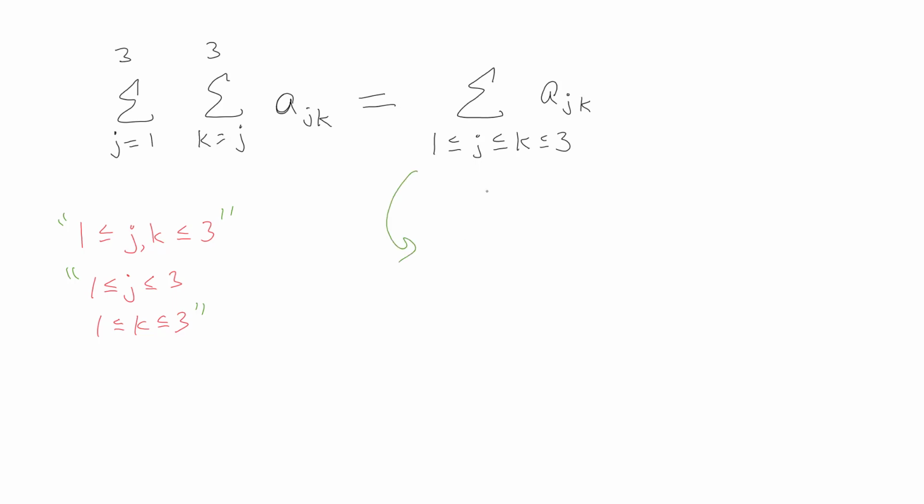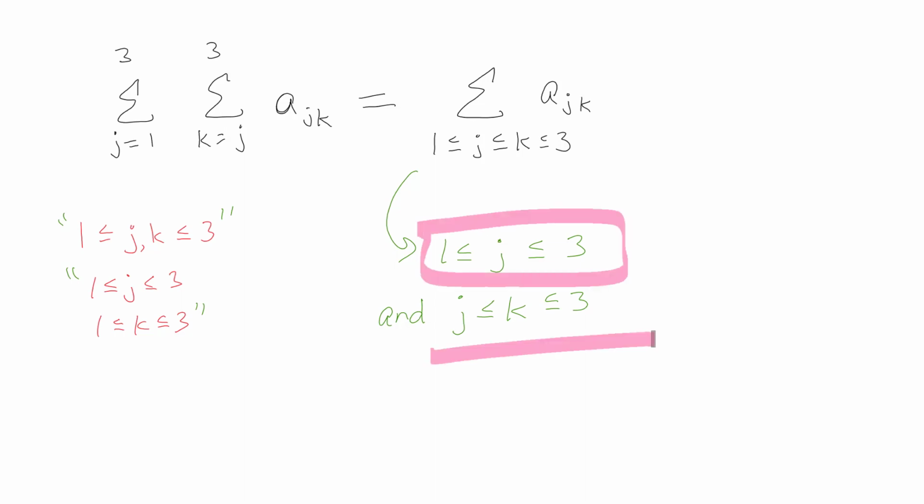So there are two ways to interpret that. One way is to focus on the j at first. So j has to be between 1 and 3, and k still has to be less than or equal to 3, but it has to be greater than or equal to j. So the first thing I would do is control j going from 1 to 3, and then k is going from j to 3. So that's how we have this written out.